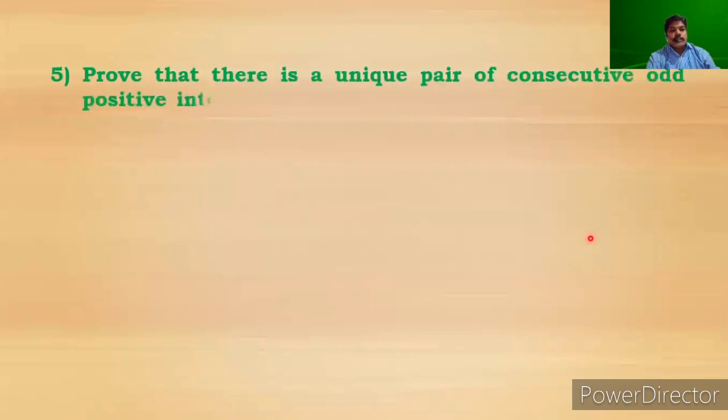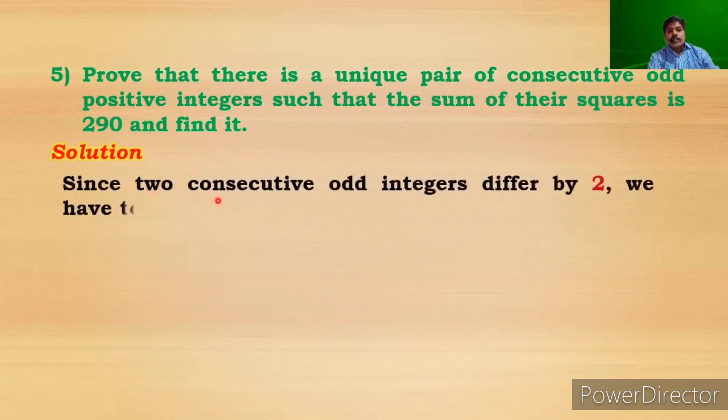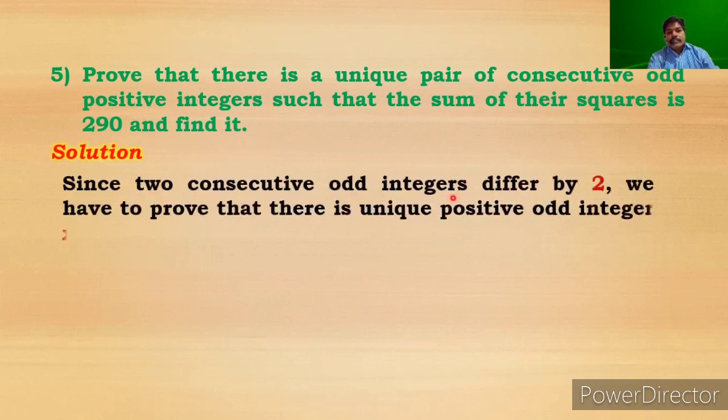See the next question. Prove that there is a unique pair of consecutive odd positive integers such that the sum of their squares is 290 and find it. So see students here, two consecutive odd integers differ by 2. If you take any two consecutive odd integers, they differ by 2.